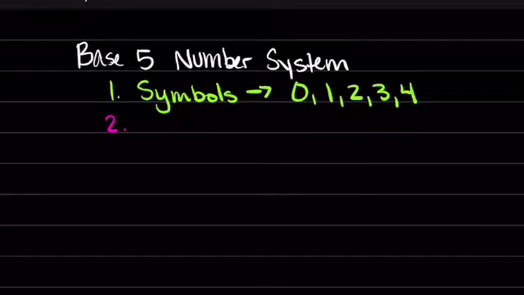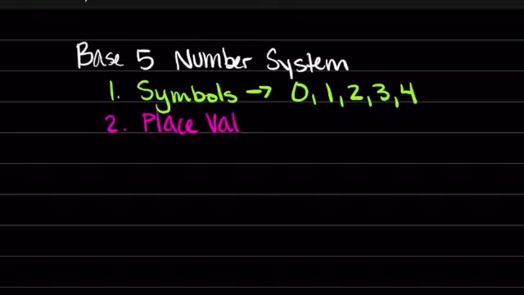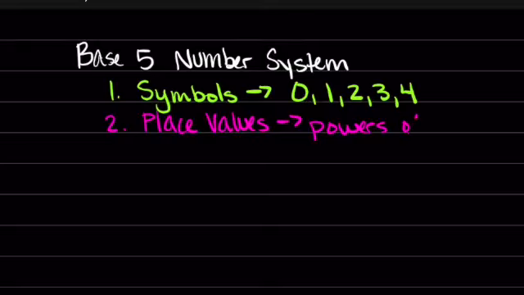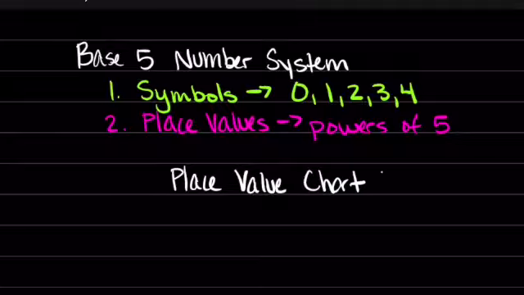The second rule is about the place values. It's a base 5 number system, and so place values are based on powers of 5. In order to use this number system, we're going to think about what it would look like to count in base 5. And to do that, we need to understand each place value and how we get from one place value to the next. So I'm going to make a place value chart for base 5.